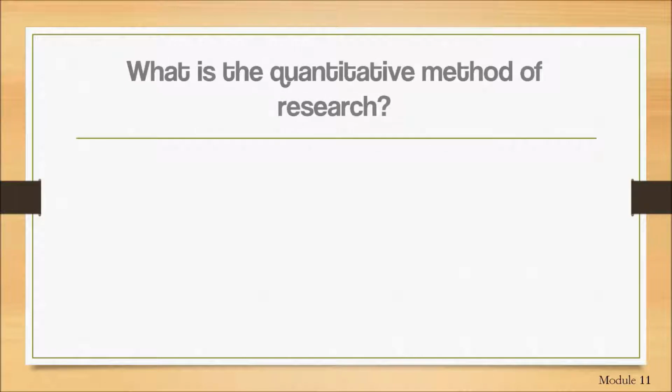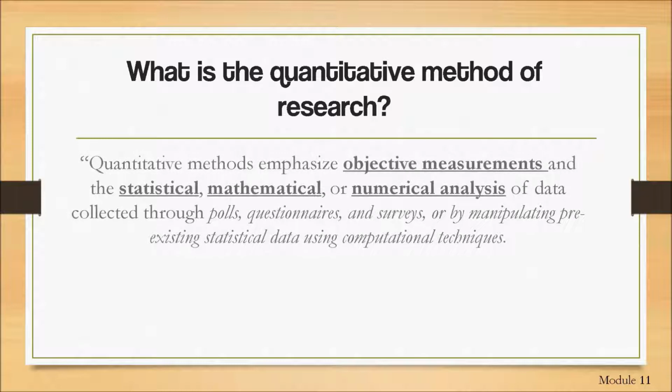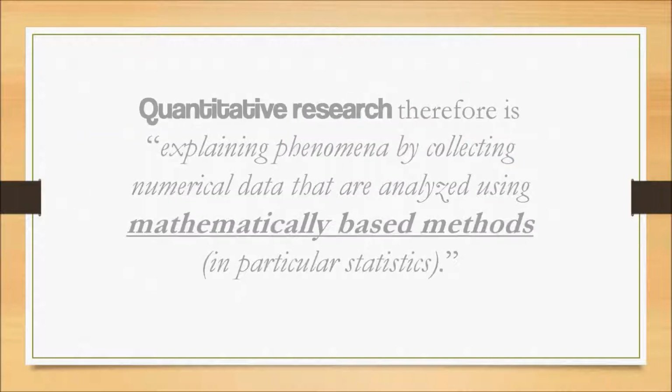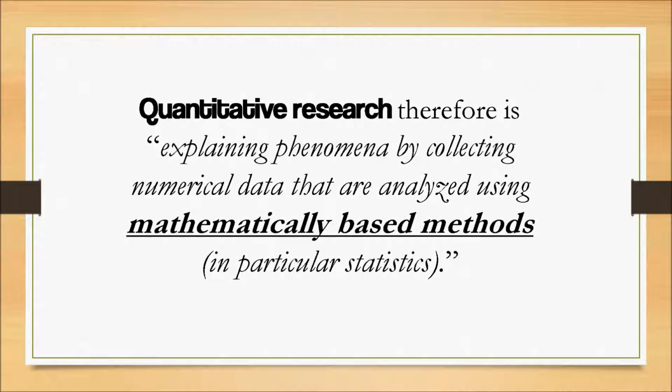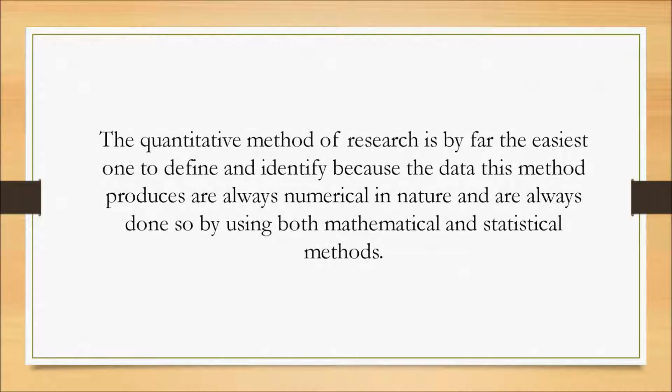What is the quantitative method of research? Quantitative research, therefore, is explaining phenomena by collecting numerical data that are analyzed using mathematically based methods. The quantitative method of research is by far the easiest one to define and identify because the data this method produces are always numerical in nature and are always done so by using both mathematical and statistical methods.